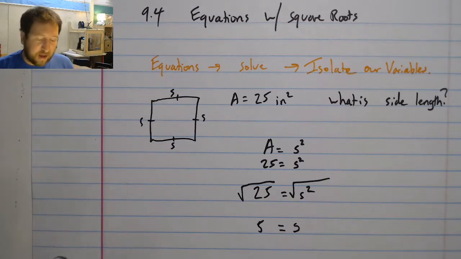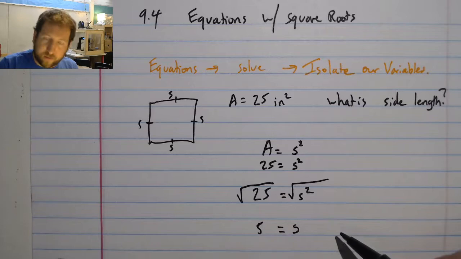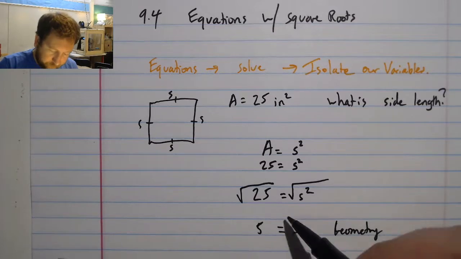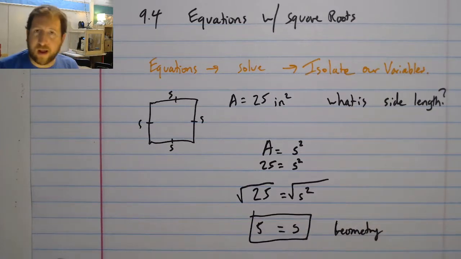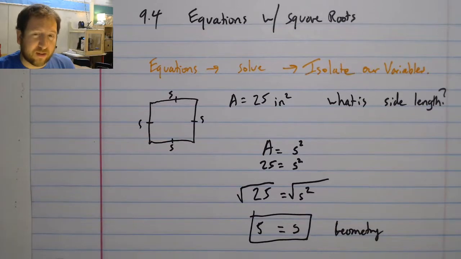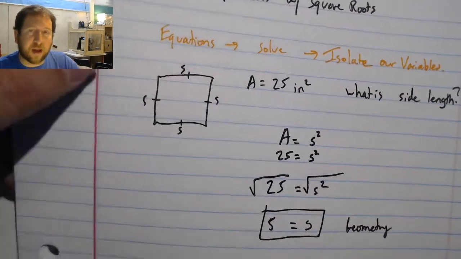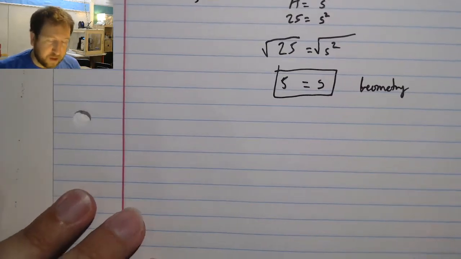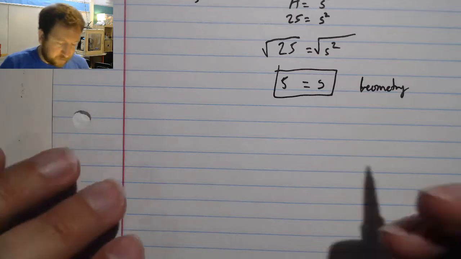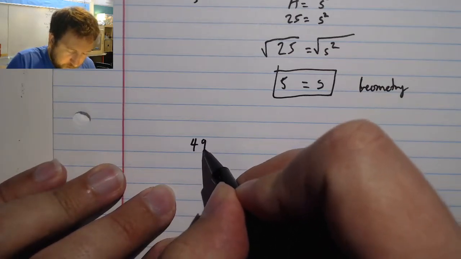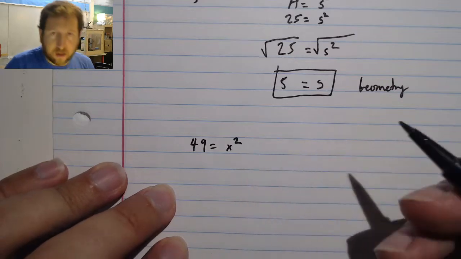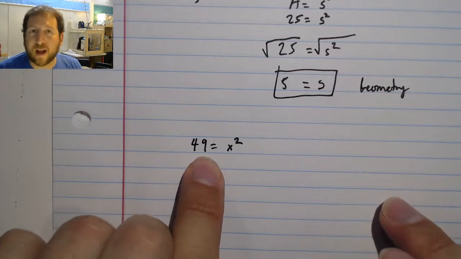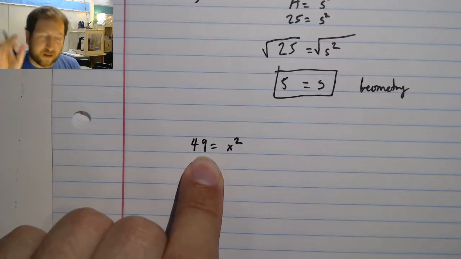Now, in this case, this is true because it's involving geometry, so I only have one answer. But that isn't always the case. Look what happens if I look at it from a purely algebraic expression instead of thinking about actual measurements. Say I have the equation 49 equals x squared. Okay, well, this is easy. Whenever you see a 49, you should just see 7 times 7 in your head anyway, right?